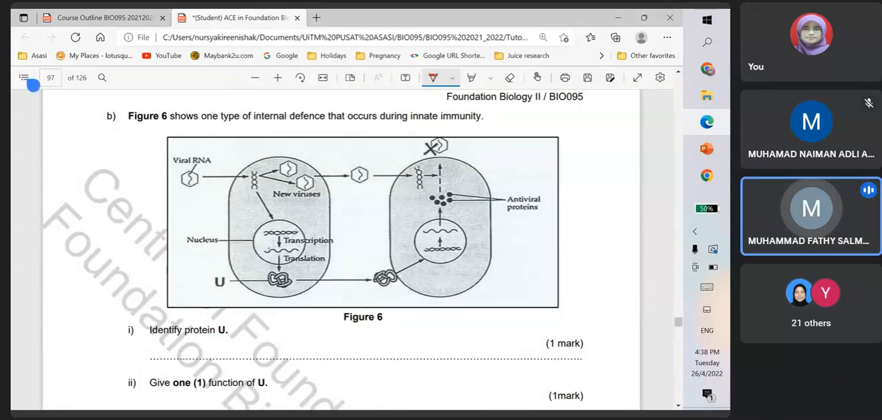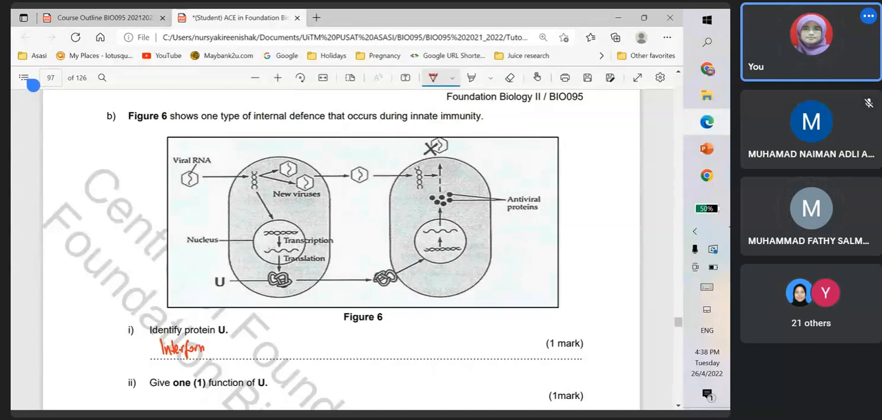Protein U is interferon molecule. Interferon molecule, sekejap. Okay. Interferon molecule ni, if you look at this diagram, innate immunity of which line? Innate immunity kita ada 2 line. First line and second line. For this diagram, for this mechanism, it falls under which category? Second line. Second line defense.